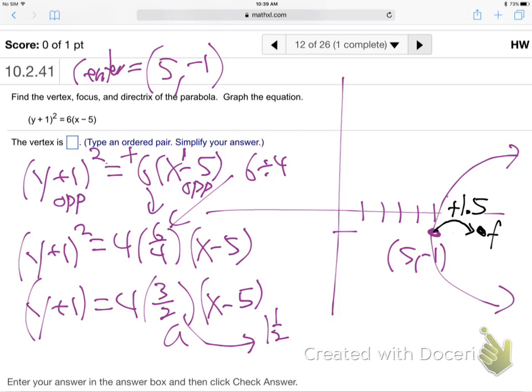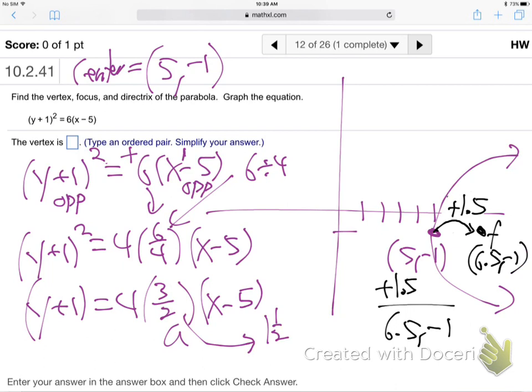To the 5, to the x coordinate, exactly, because it's 1.5 to the right. It's not up or down. It's right. So that makes it 6.5, negative 1. So this focus point must be 6.5, negative 1. They're going to ask you for the coordinates of the focus point: 6.5, comma, negative 1. So that makes sense? 1.5 to the right.